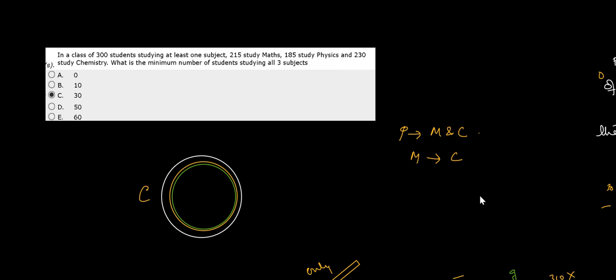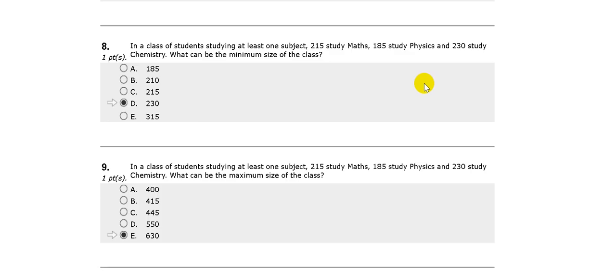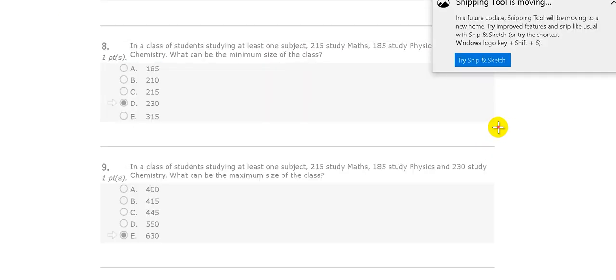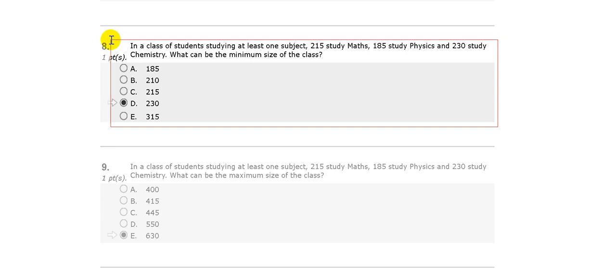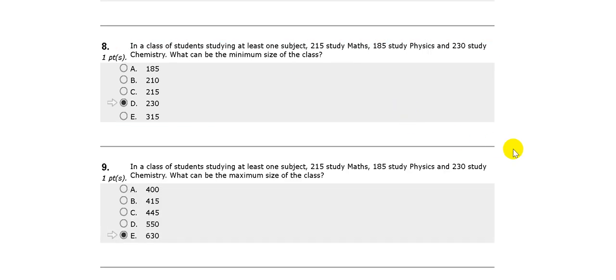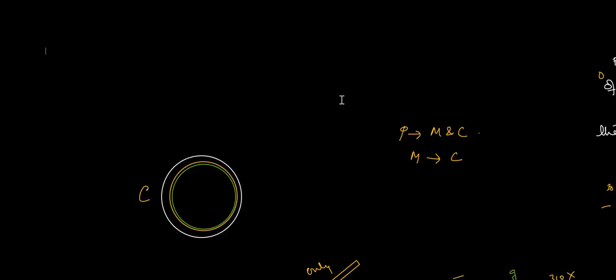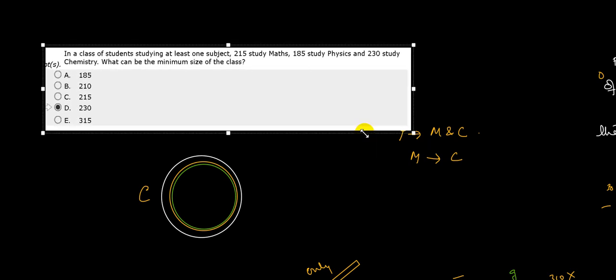Sorry, which one did I copy? Sorry, maximum size of the class. No, minimum. We were on 8, discussing the minimum size of the class, correct. The minimum size of the class will happen when all students studying maths also study chemistry, and all students studying physics study both maths and chemistry.